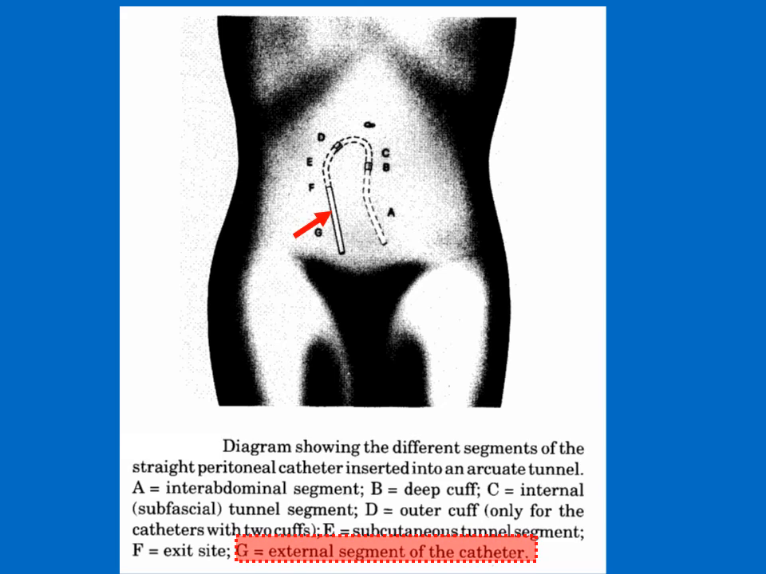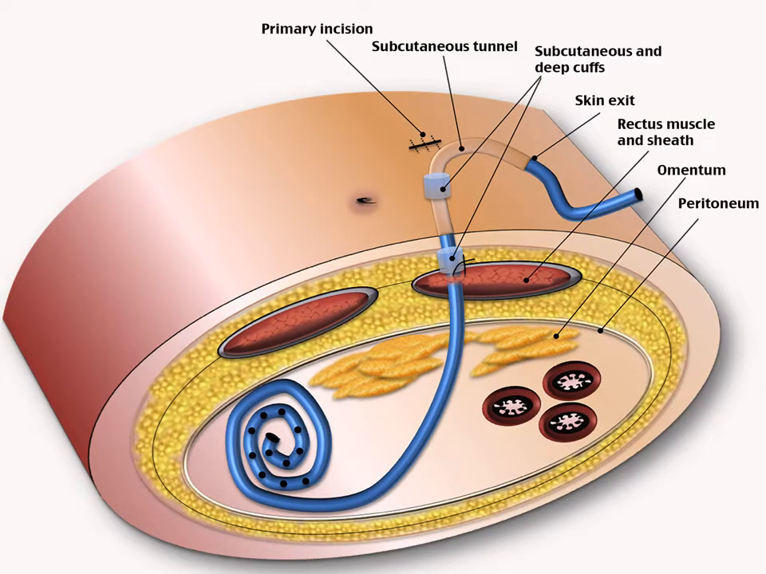Then we have the external segment that we all see coming out from the belly of the patient. As we can see here in this diagram, this is the deep cuff that is fixed to the anterior rectus sheath with the 4 quadrants, okay. Then you have the subcutaneous tunnel. This is the subcutaneous deep cuff, and then it goes through the subcutaneous tunnel to come out of the skin.